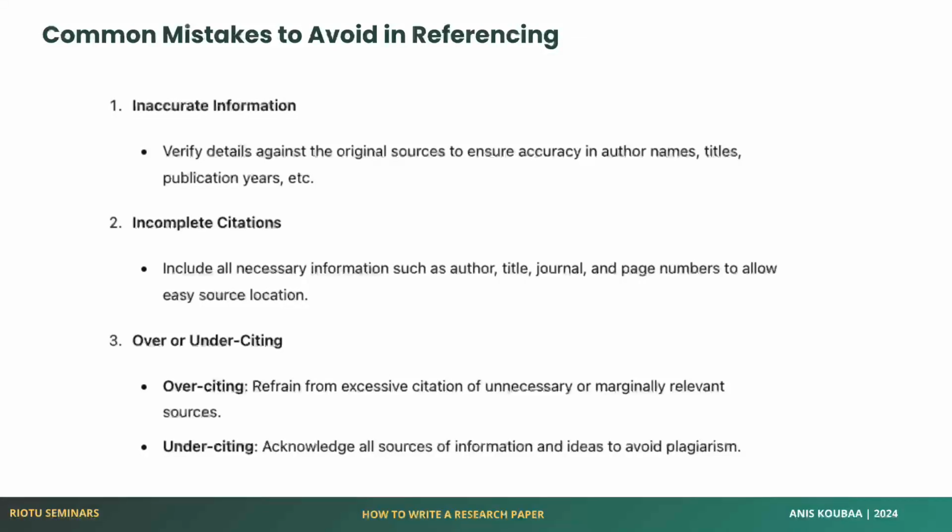The common mistakes used in referencing is to provide inaccurate information. You must verify the details against the original sources. Make sure that you've made the right citations of the paper to ensure accuracy in the author names. And this usually comes when you write manually.